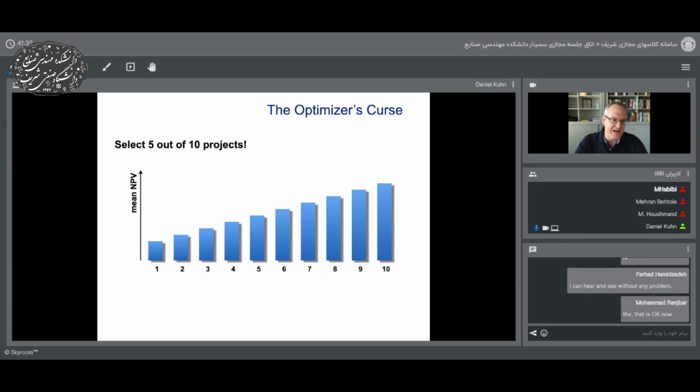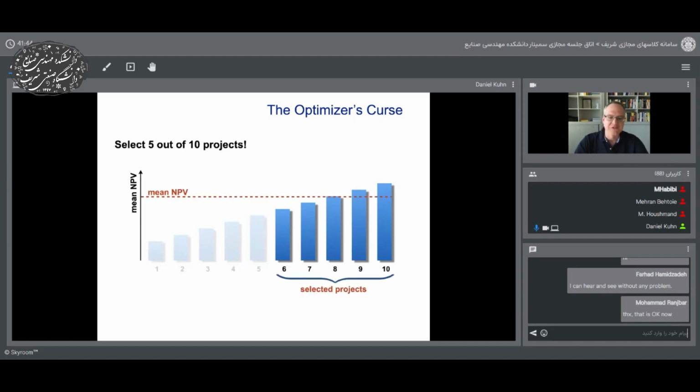Now, the net present values, or the expected net present values of these different projects, are visualized by the blue bars here. So which 5 projects should you choose? Well, it seems that this is like a very simple question. Of course, you would just choose the 5 projects that have the highest expected net present values. By choosing those, you will essentially maximize the average net present value across those projects that you have selected.